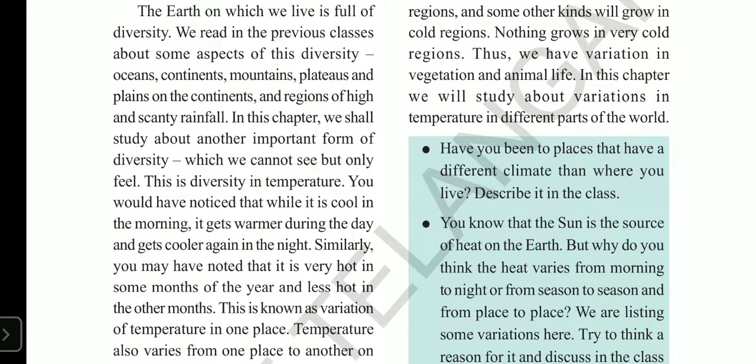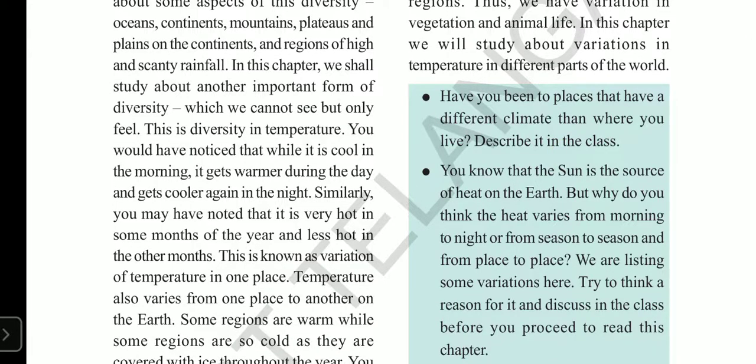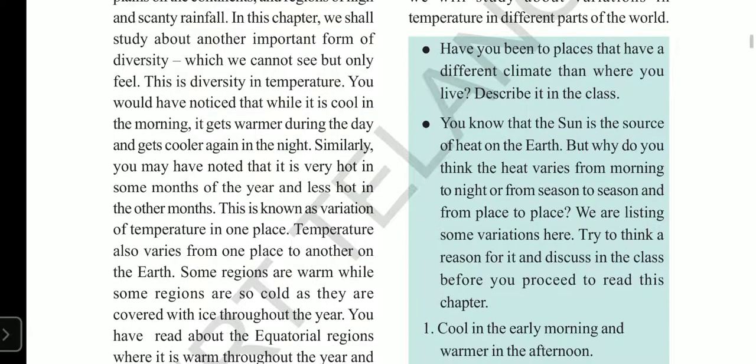Have you noticed that in the morning it is cool, in the afternoon it turns warm, and again at night it becomes cool? During the winter it is cool, and in the summer it is very hot. At 6 o'clock in the early morning it is very cool, by 12 or 1 o'clock overhead it is very hot, and by night it becomes cool again, right?